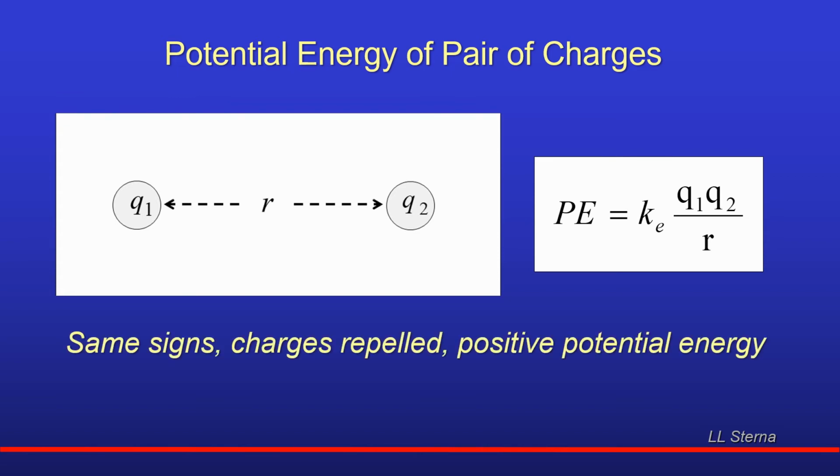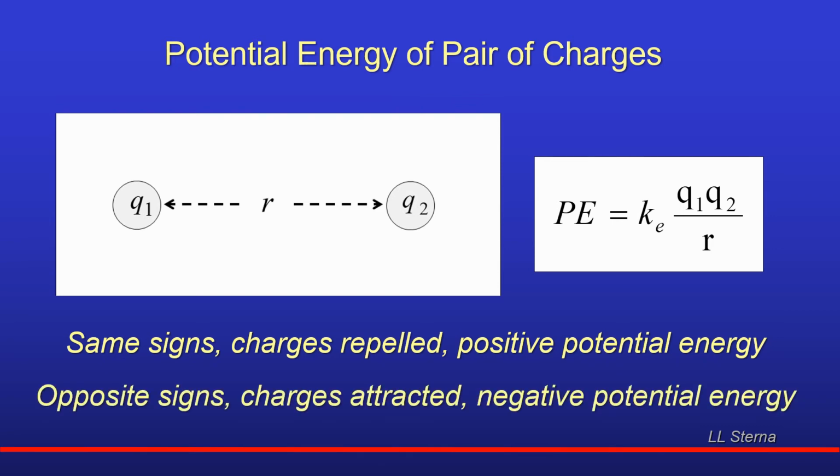If the two charges Q1 and Q2 have the same signs, either both positive or both negative, they will repel. They will also have a positive potential energy. Therefore, if you move them apart, the potential energy will decrease. The force tends to push them apart because force makes things go downhill.